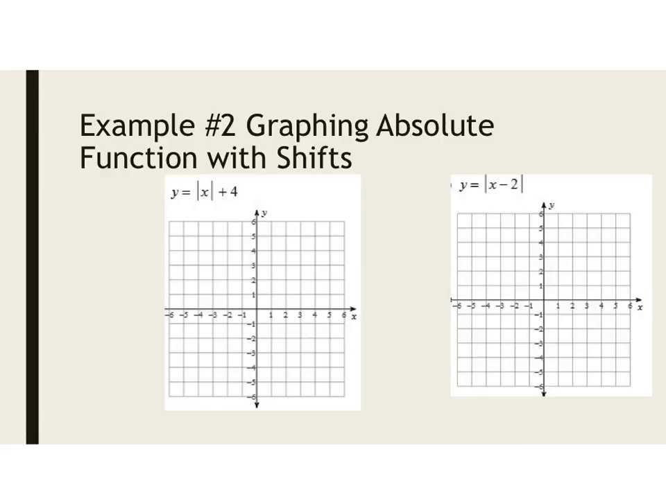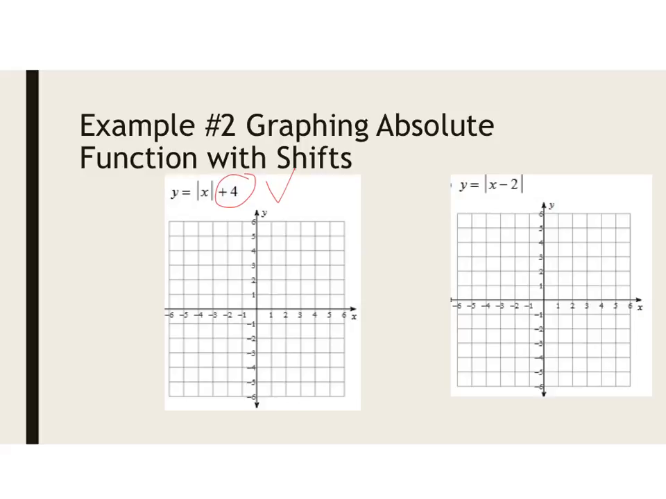Example 2, we're going to graph some basic absolute value functions and describe their shifts. Very similar to last time, we're going to have both vertical and horizontal shifts. The +4 is away from the x, or outside of the absolute value. That makes it a vertical shift. And when it says plus, it means you're going to go up; subtract, or negative, means going down.